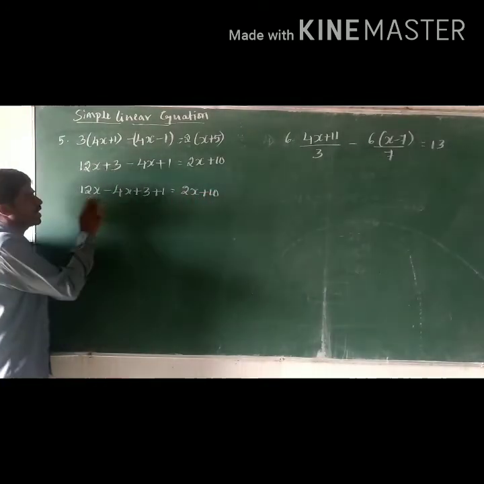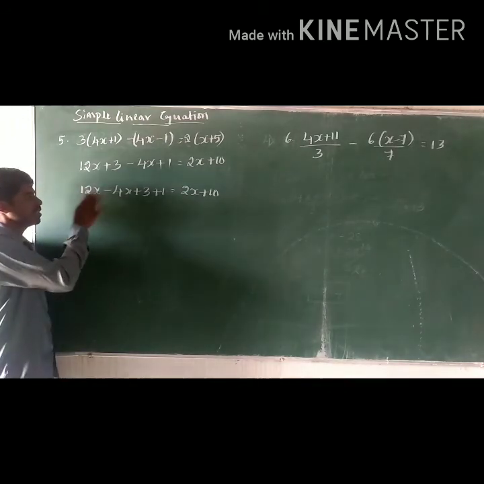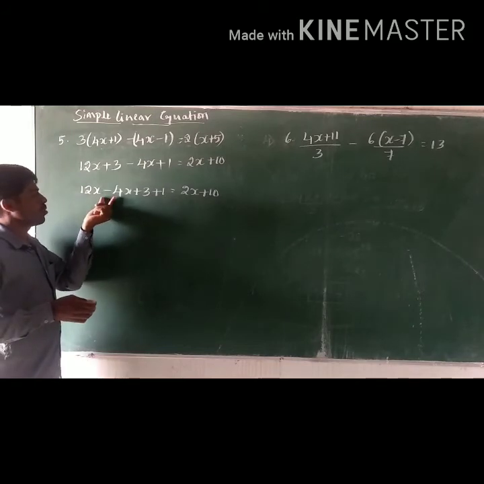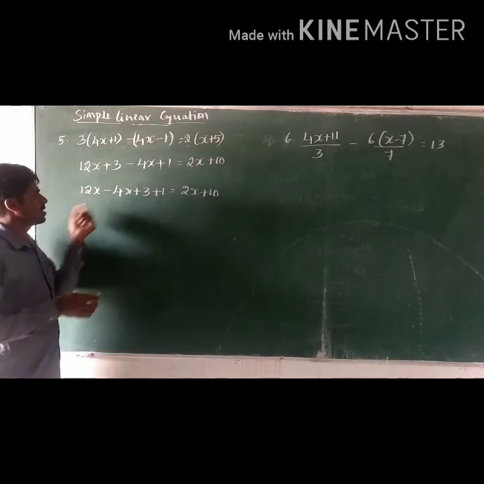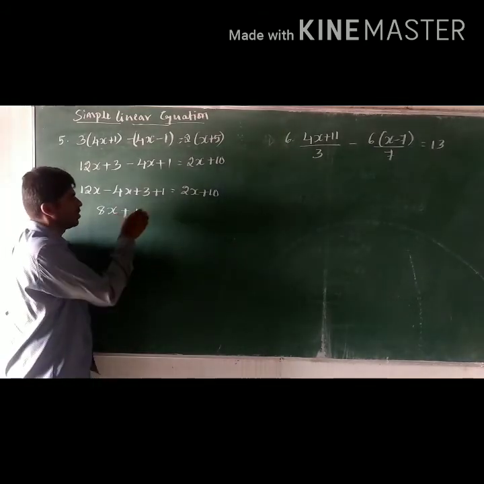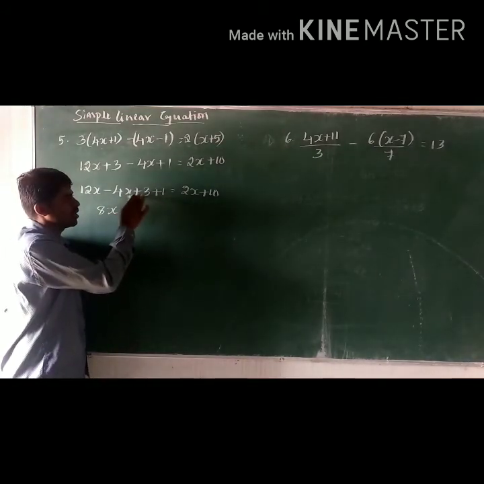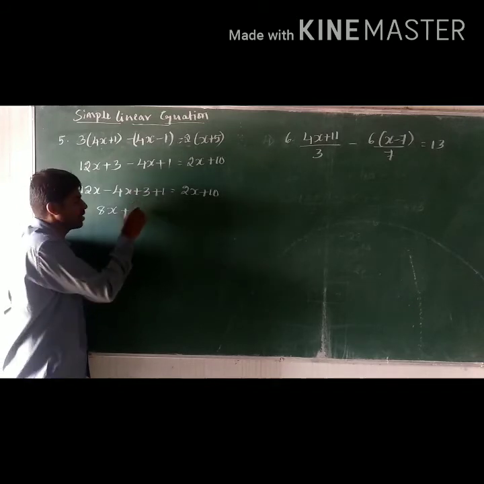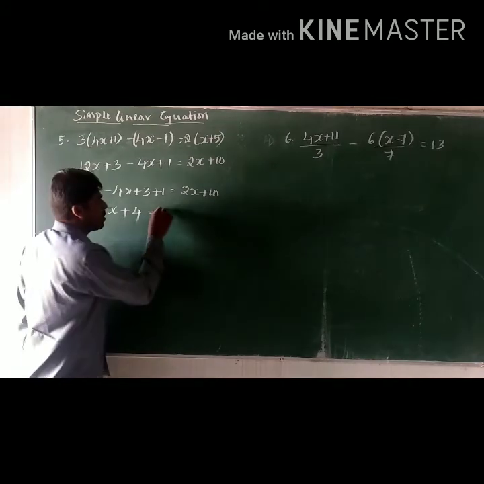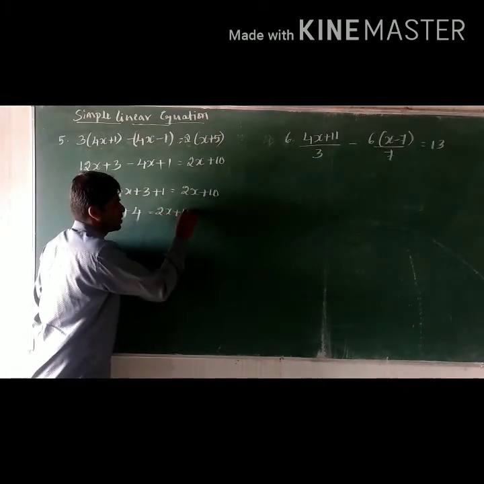Now 12x minus 4x. Here is a plus, here is a minus. The highest number should show the sign plus, that's why we are going to subtract. Now 12 minus 4 we get 8x. Now plus into plus, plus only. Here also plus is there, here also plus is there. Add it: 3 plus 1 we get 4, is equal to the same, I have written, 2x plus 10.